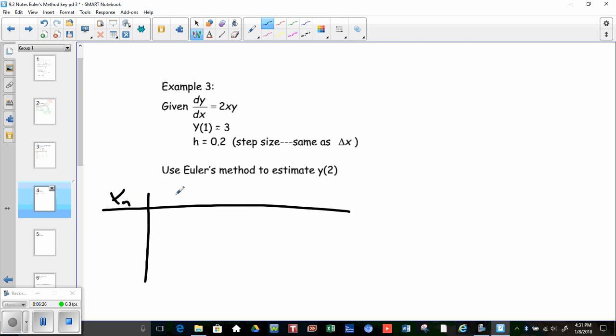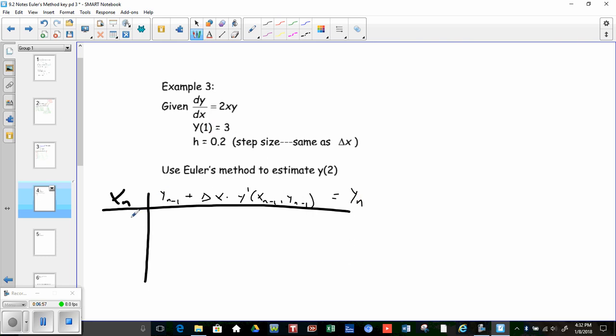This is your x sub n. And again, if you get good enough, you can just write your y sub n out here. You don't have to write what it equals, but for this one, I'll go ahead and write it again. It's y sub n minus 1, or the previous y, plus delta x times the derivative evaluated at the previous x and the previous y.